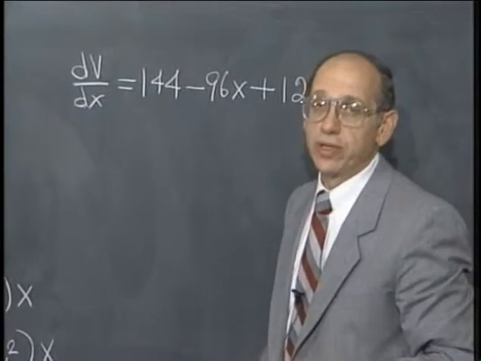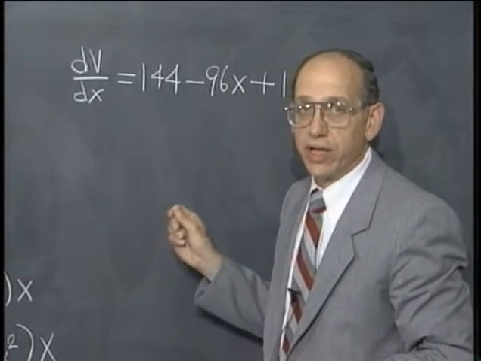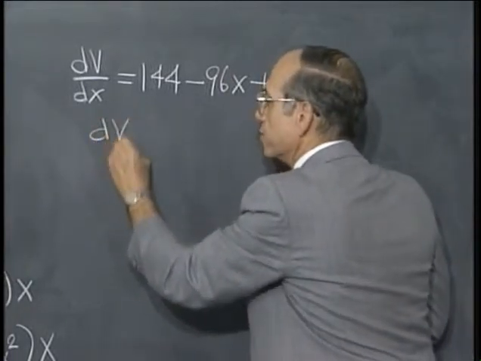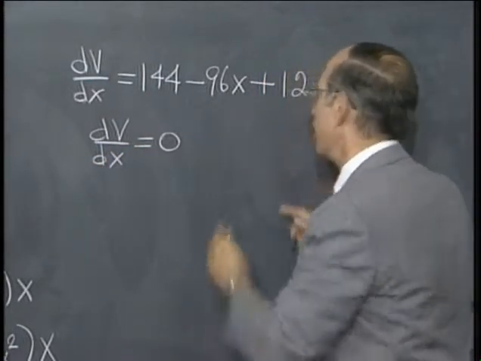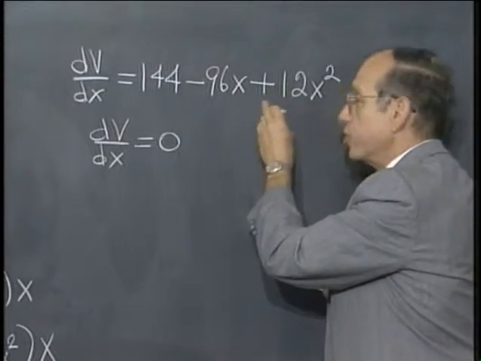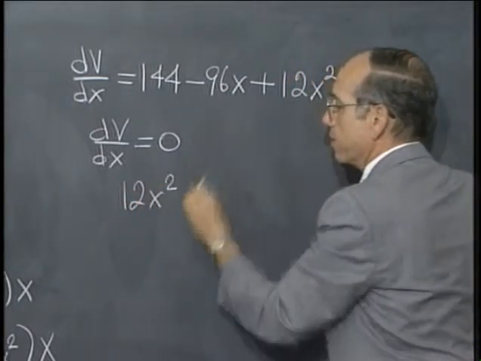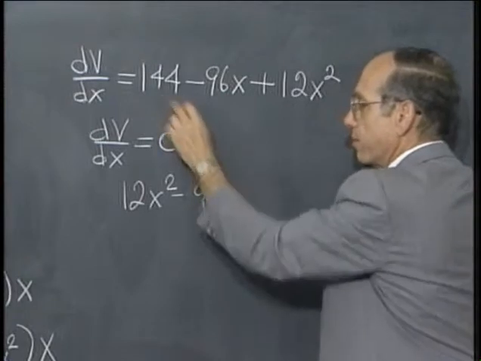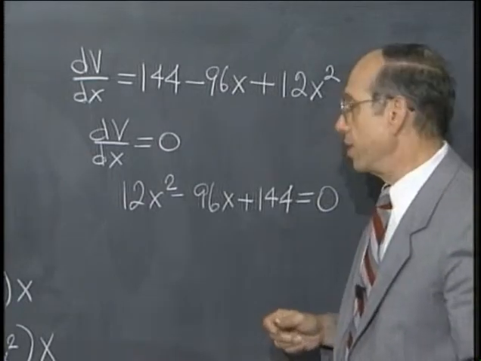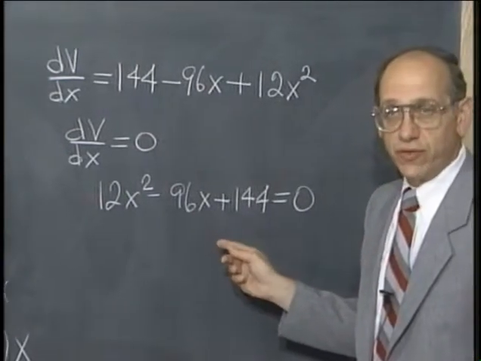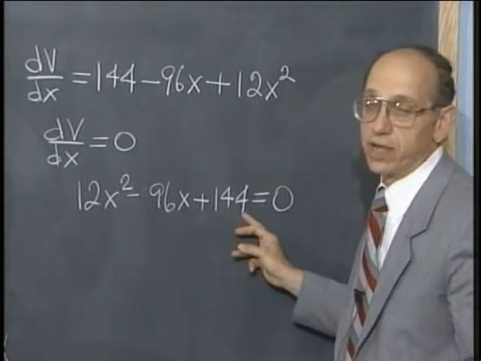In order to find the critical point, the place where the volume is maximum, I'm going to set dV/dx equal to 0 and solve for x. I put dV/dx equal to 0, and now I recopy this right-hand side. Let me write it in the usual way we write polynomials, with the highest power of x first. So this becomes 12x squared minus 96x plus 144 equals 0. That's a quadratic equation. I have to solve it for x. First thing I'm going to do is divide through by the common factor 12 that occurs in every term.